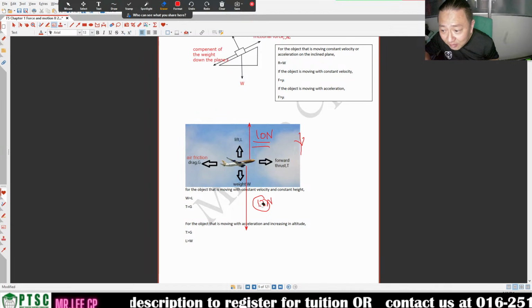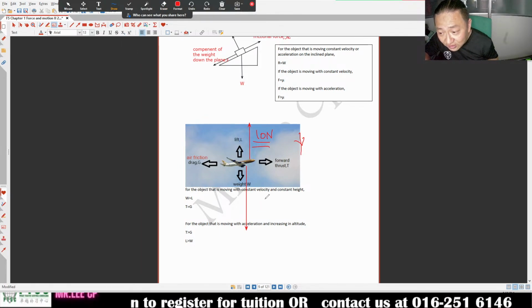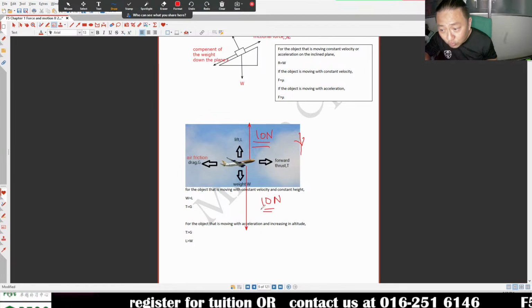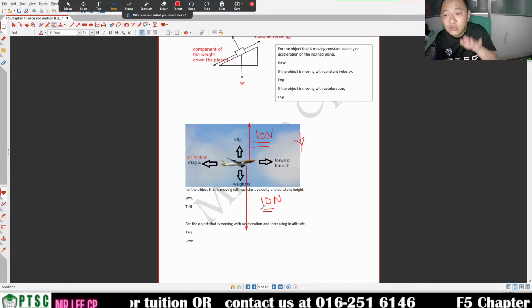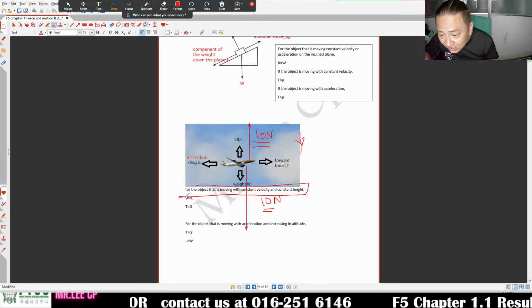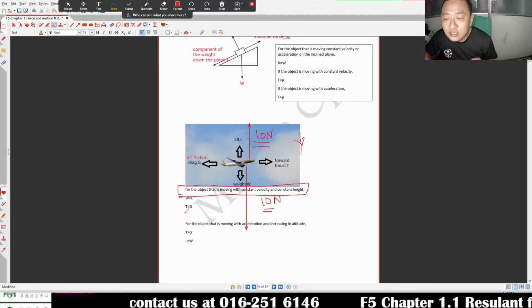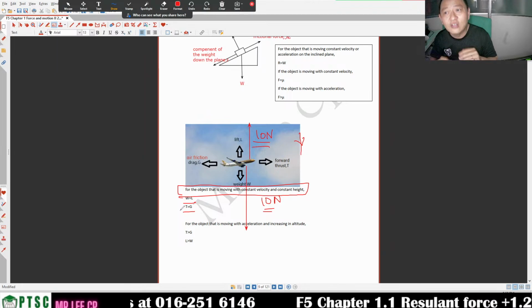If it is the same, 10 Newton going up, lift force is 10 Newton, and going down is also 10 Newton, then it will stay not moving, or it will move with constant velocity at constant height. At what I see just now, does it move or not? It moves. It moves with constant velocity.